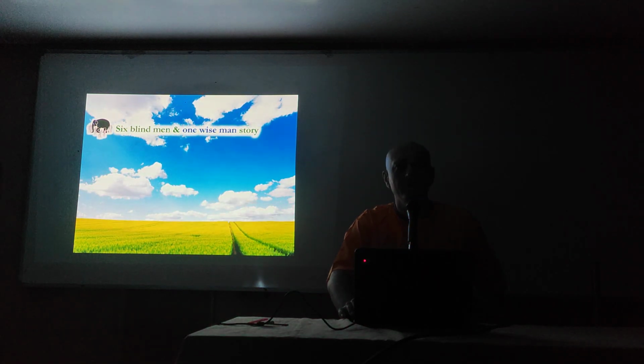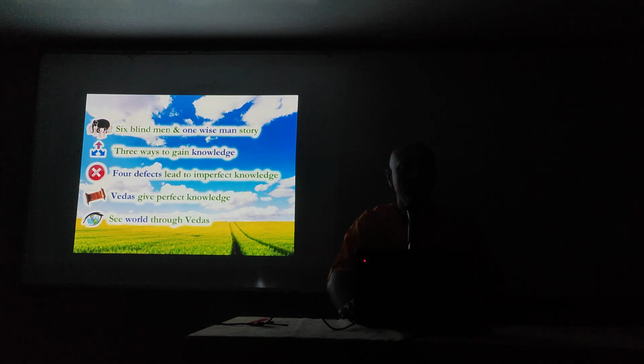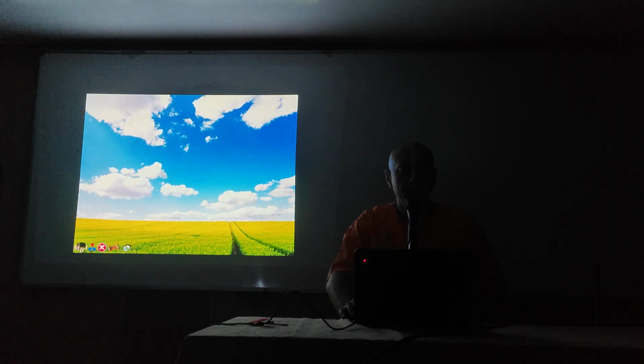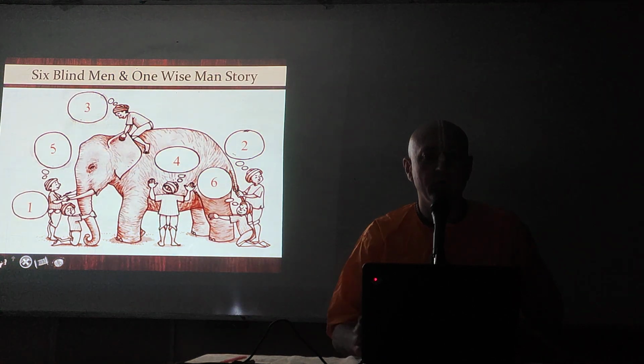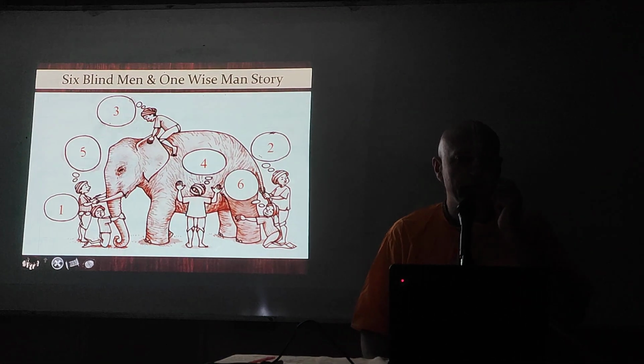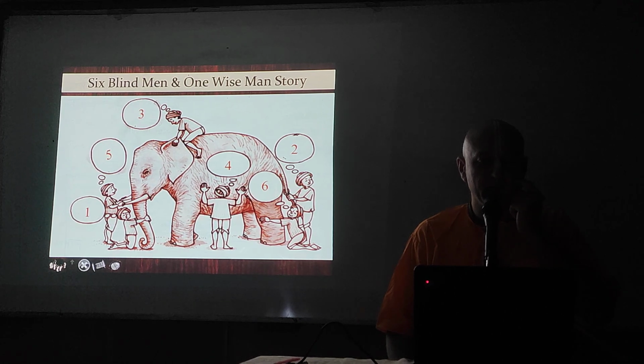So we have several topics now: six blind men and one wise man's story, three ways of gaining knowledge, four defects that lead to imperfect knowledge, Vedas giving perfect knowledge, and seeing the world through the Vedas. Okay, so the first topic is the story of the six blind men and the one wise man. It's a story that illustrates a lot.